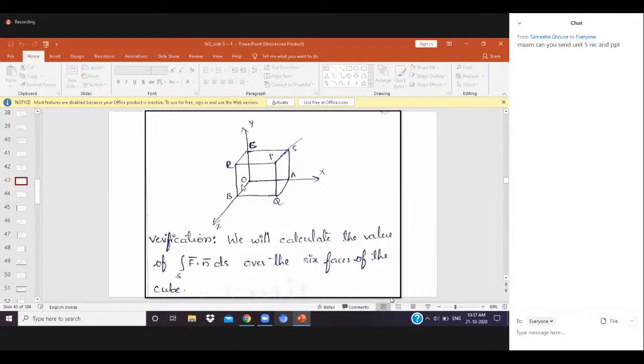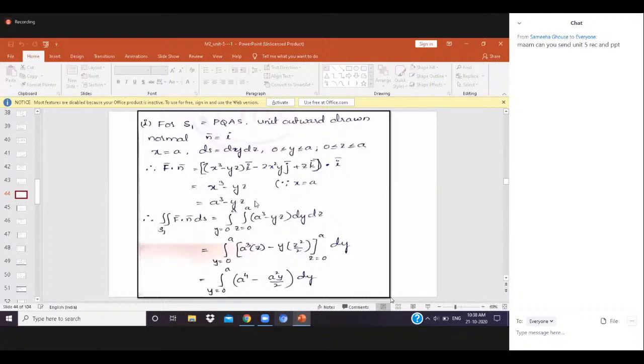Similarly, if we consider the z face, that is RBQP, a z face. Here z equals a, and the unit outward drawn normal is k bar. Then f bar dot n bar within the limits x from 0 to a, y from 0 to a, dx dy, we will get the surface area here. Next the opposite face OCSA, unit outward drawn normal n bar equals minus k bar, but the z value is 0, so it becomes 0. Like this we are evaluating f bar dot n bar for each surface.